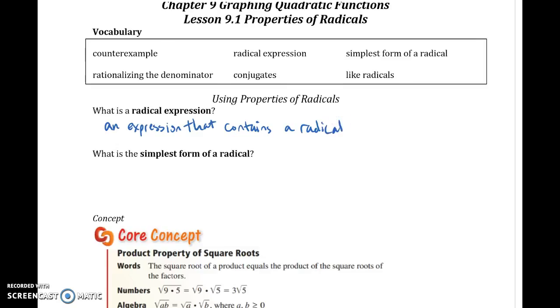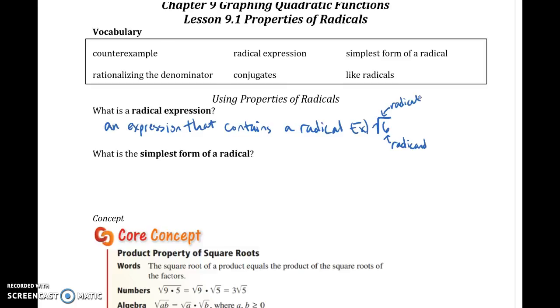So something that we're probably most used to seeing is the square root. So something like the square root of 6. Remember, the number inside is what we call the radicand. And the sign is the radical. And we don't have to have a square root.